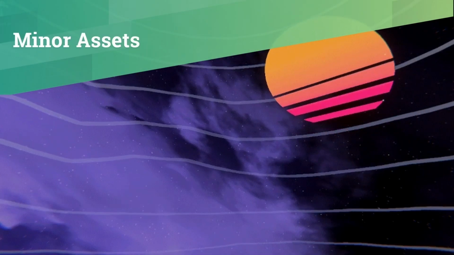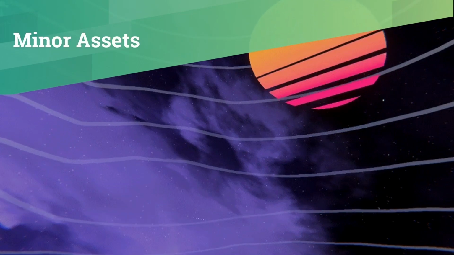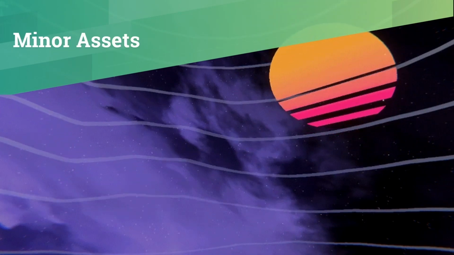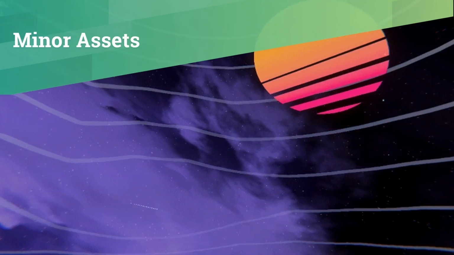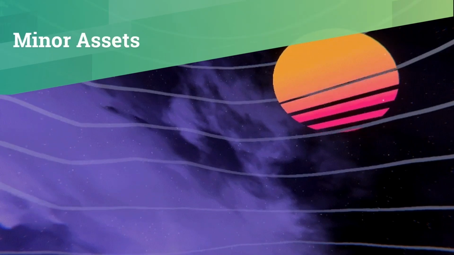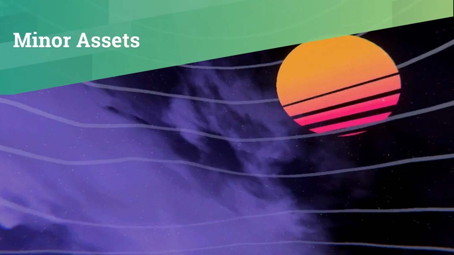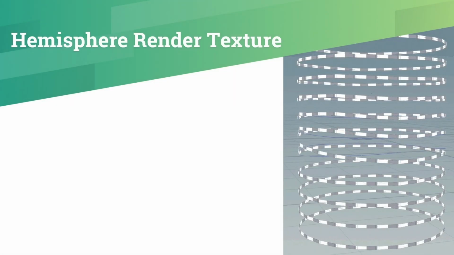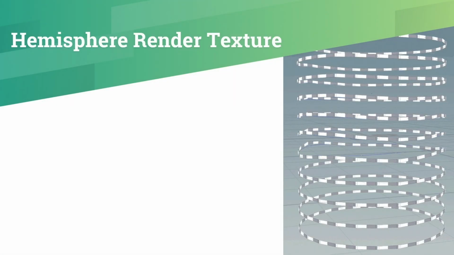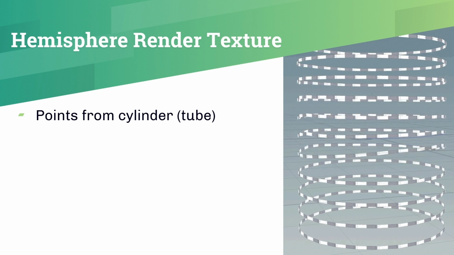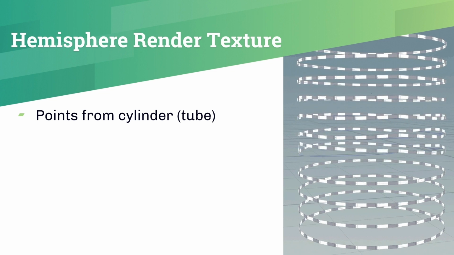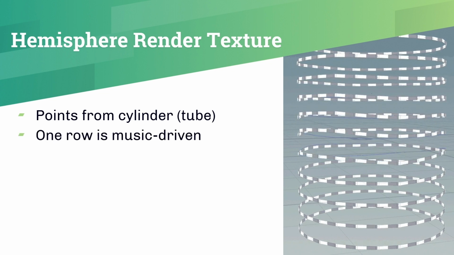So another render texture I worked with is the pulsating ribbons in the background. They're also being driven by the same music analysis I showed you earlier with the CHOPs network. And how I did that is I just have a cylinder with points. I wire it into a POP network, and only one row is music driven.